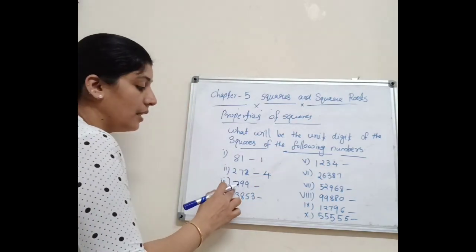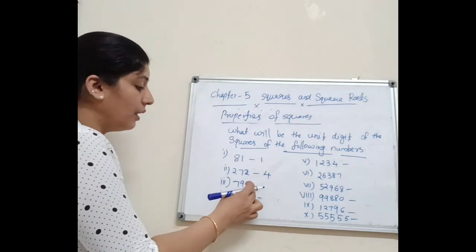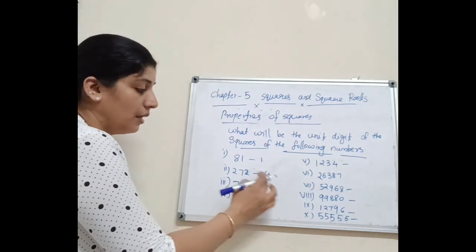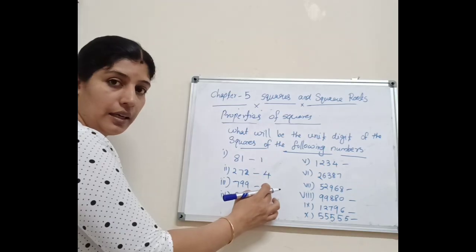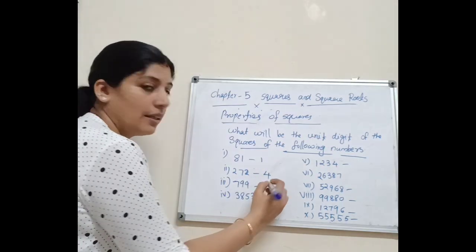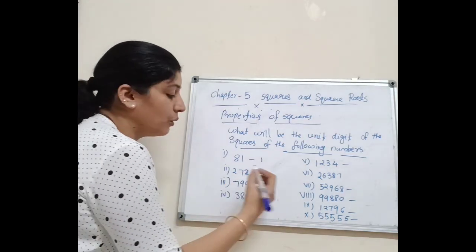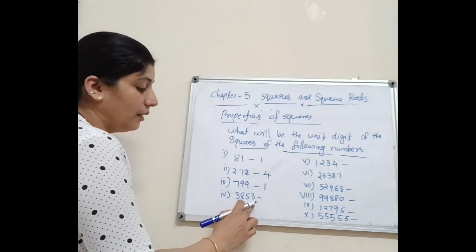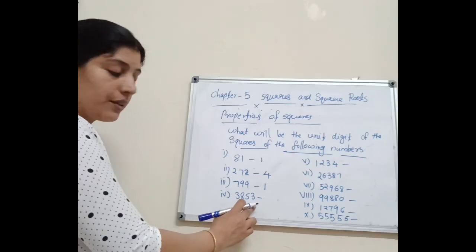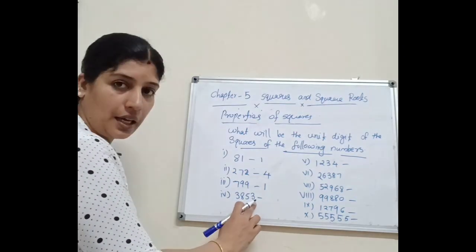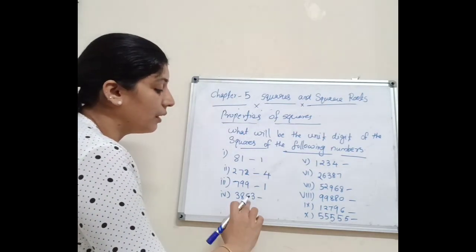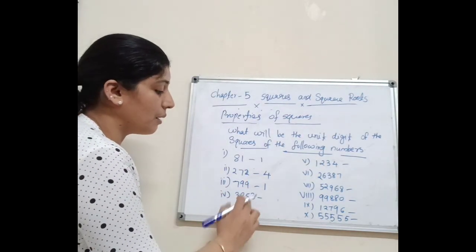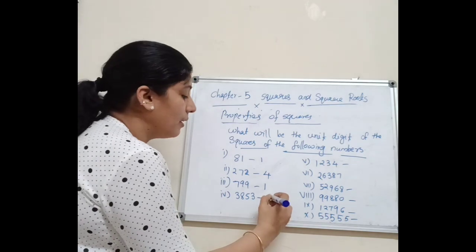Next, we can consider 799. Here, the unit digit is 9. Therefore, the square of this number will end with the unit digit 1. That is, 9 square is 81. Therefore, the unit digit of the square is 1. Next, 3853. Now here the unit digit is 3. Therefore, the square of the unit digit is 9. Therefore, the square of this number ends with the unit digit 9.